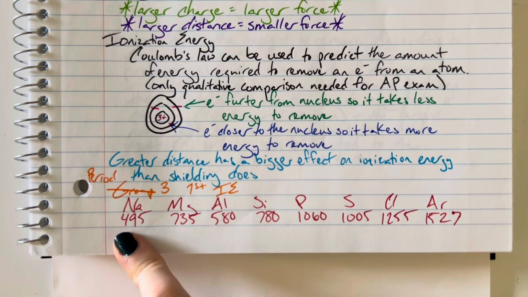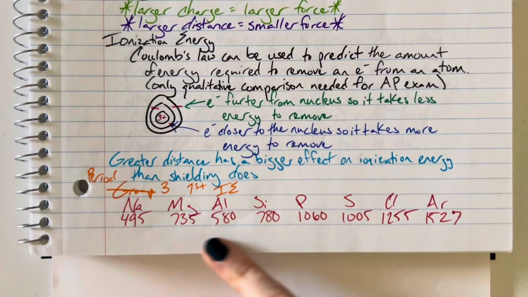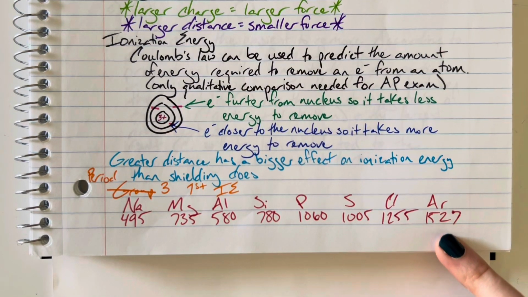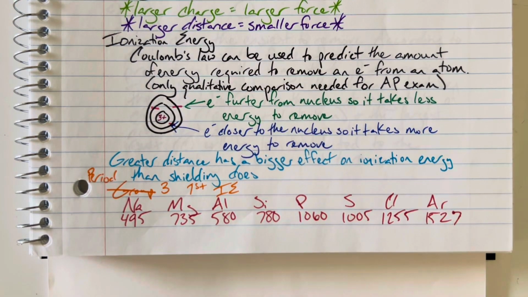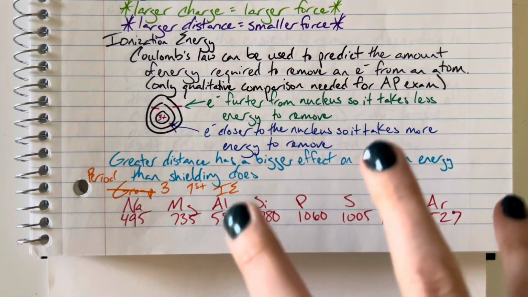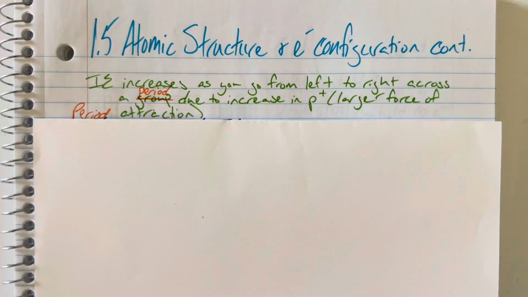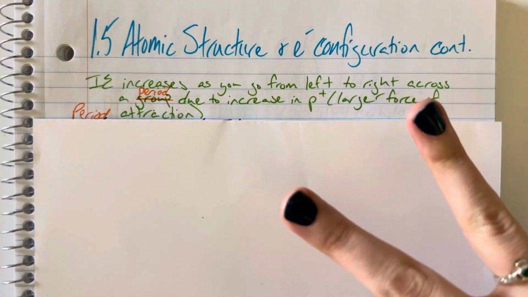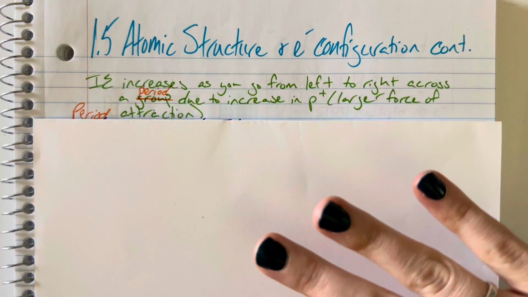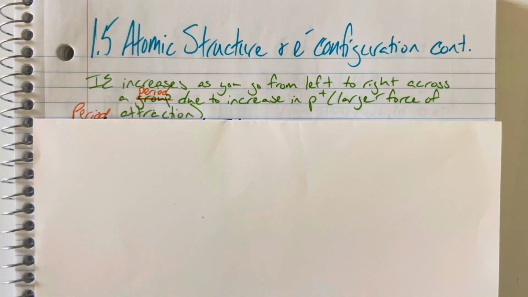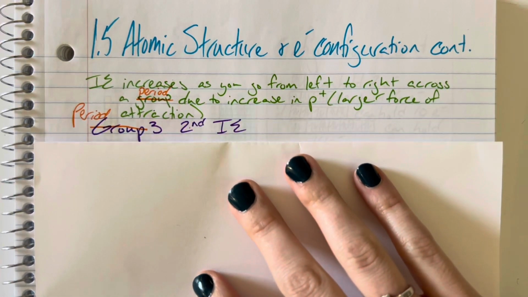And we can see that as I go from left to right, as I increase my number of protons in the nucleus, pulling on the same shell, I am increasing my ionization energy. So again, the increasing number of protons is going to be the thing that allows me to increase my ionization energy as I go from left to right across a period.